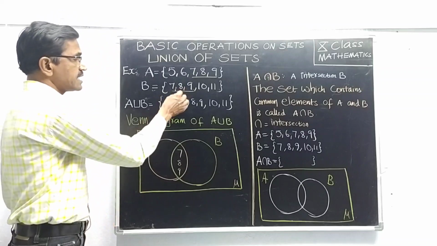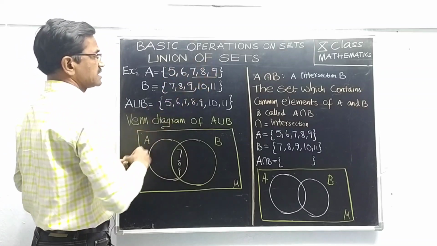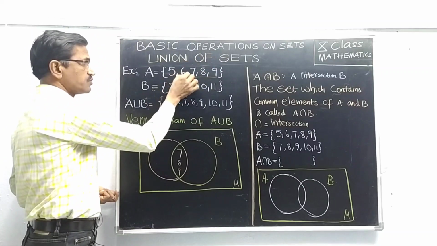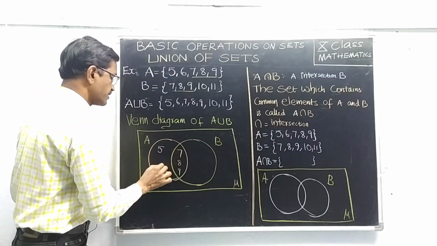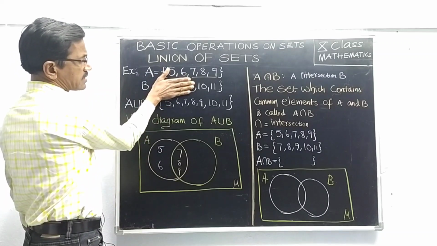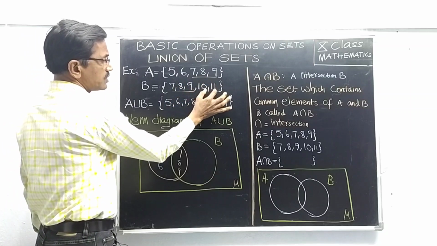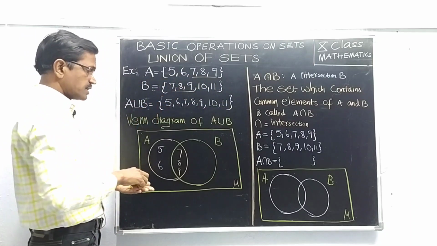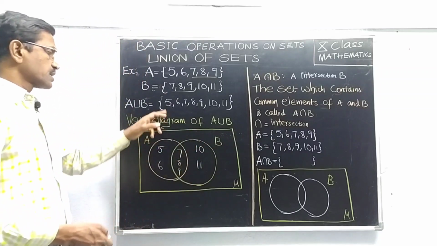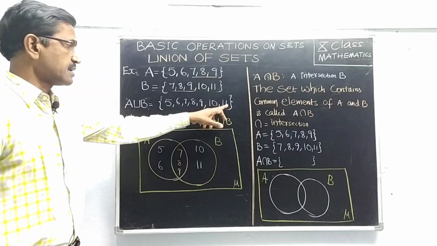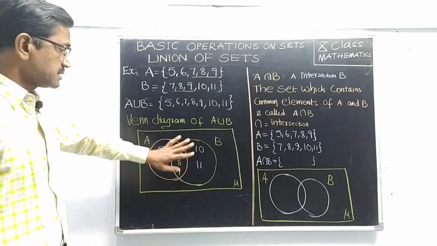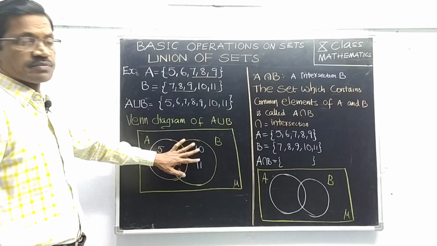So, write the remaining elements in A except 7, 8, 9. There are 5, 6, two elements, they belong to only A, so write here 5, 6. And here except 7, 8, 9, there are 2 elements in B, these 2 elements belong to only B, so write here 10 and 11. So 5, 6, 7, 8, 9, 10, 11. This is the method to represent A union B.